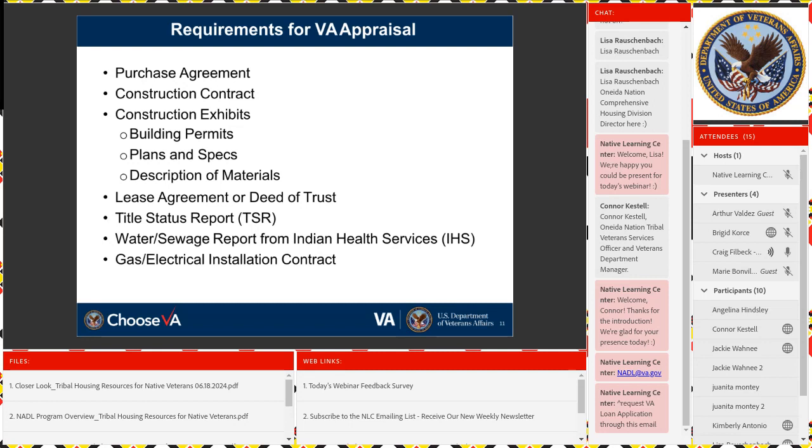They're going to want to see the lease agreement. The appraiser can look at the title status report to see if there's any liens or whatnot. The appraiser will also look to receive a water and sewage report and to see what's also going on with the gas and electrical, if it's there, if it's not there, if it needs to go into the loan.